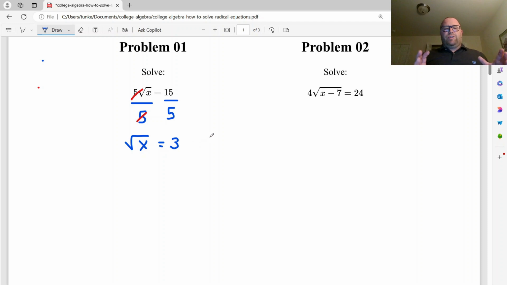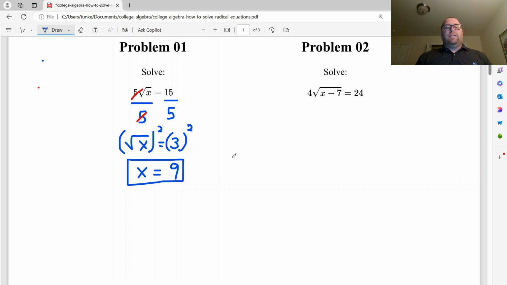Okay, so we don't want just the square root of x. We want actual x. So to get rid of a square root, we can square that side. And if we square one side, we have to square the other. So I'm going to square this side, and I'm also going to square 3. Okay, so square root of x squared is just x. And then 3 squared is 3 times 3, which is 9. So in this one, we have x equals 9.